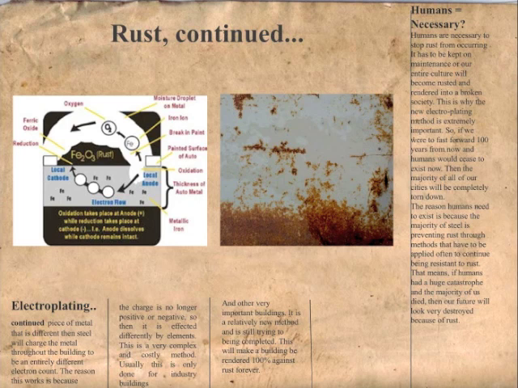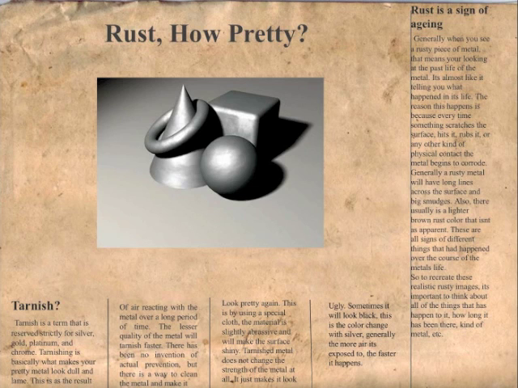This is an example of how to stop it and what it looks like when rust actually occurs on the right there. Humans aren't necessary to get rid of rust because it's maintenance. Here's an example of what tarnish will look like. Tarnish is what happens to silver and gold, platinum, and chrome. These metals actually just stop being shiny, and that's what happens when tarnish happens.